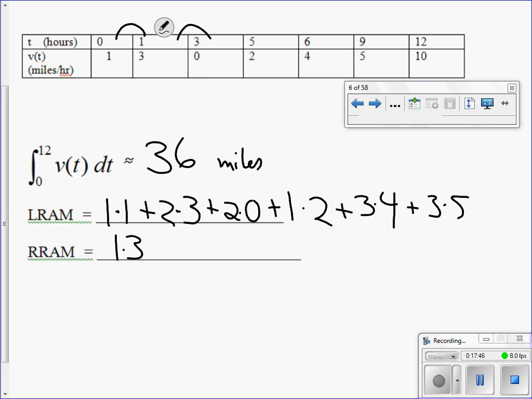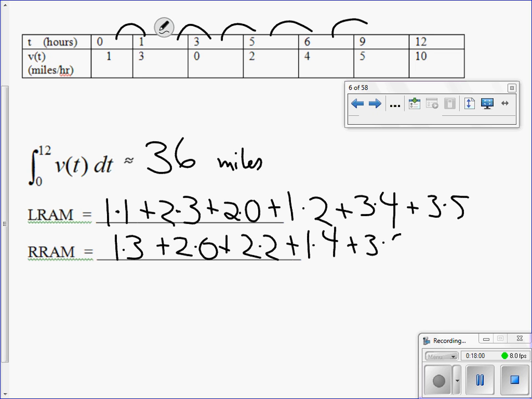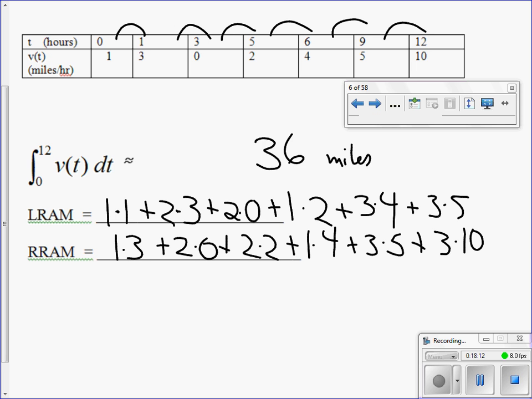And then the next one, 2 times 0. Plus 2 times 2. Plus 1 times 4. Plus 3 times 5. And then 3 times 10. Oh, I don't know why I put the 36 just here. That was for just the left hand. All right, that was the left hand.